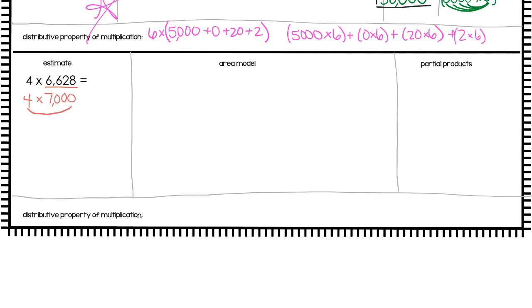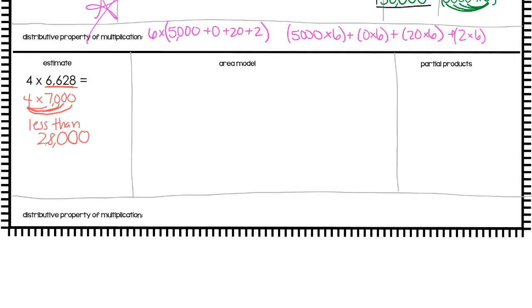Well, we multiply each space. So 4 times the ones place, 4 times 0 is 0. 4 times the tens place, 4 times 0 is 0 in the tens. 4 times the hundreds place is 0 again in the hundreds. And 4 times 7 is 28. So our answer should be quite a bit less than 28,000.